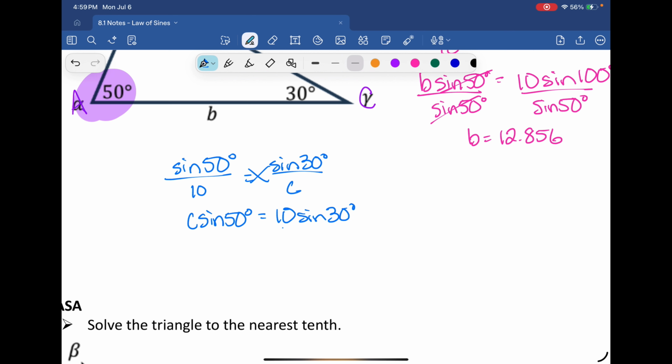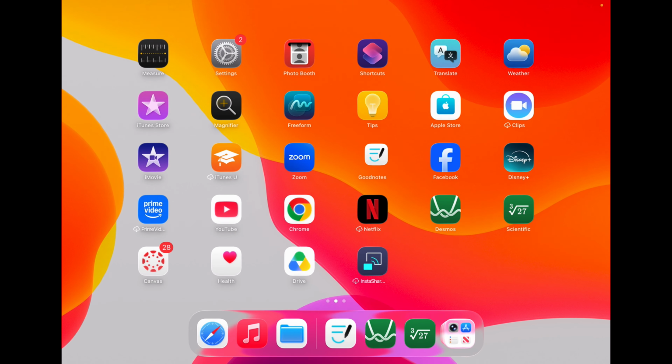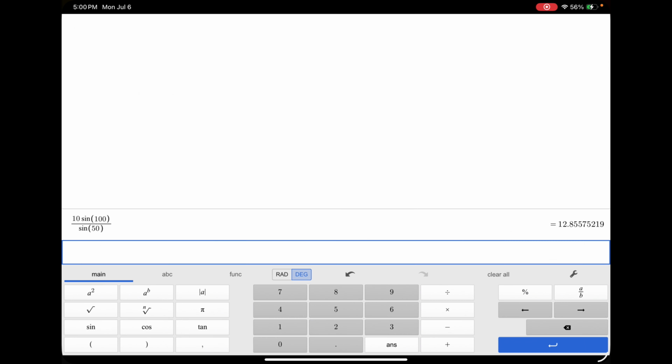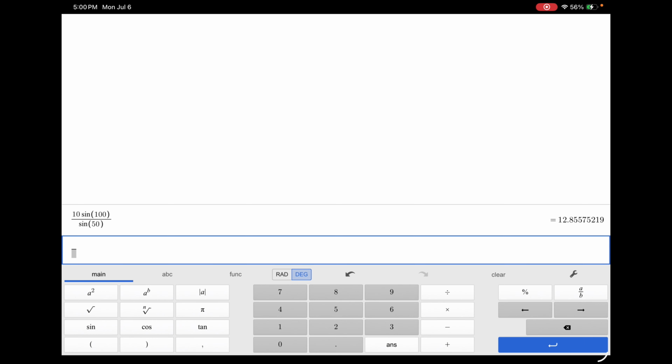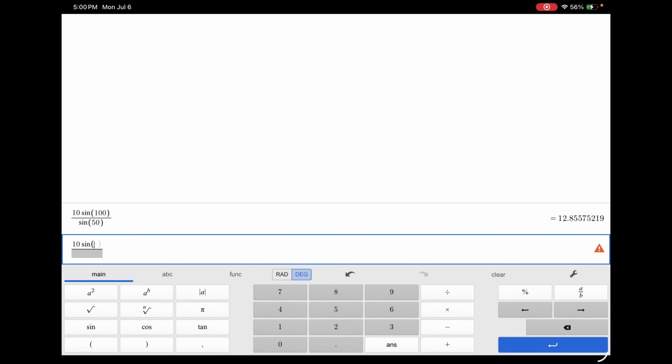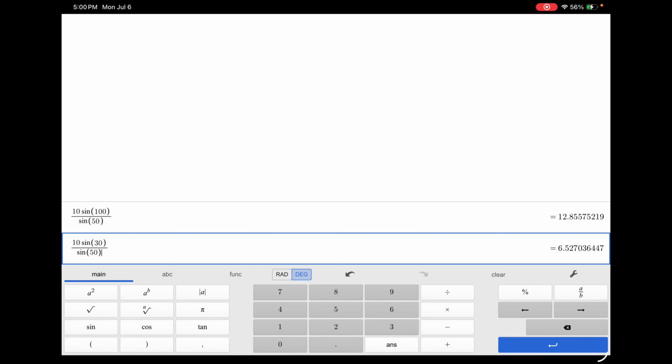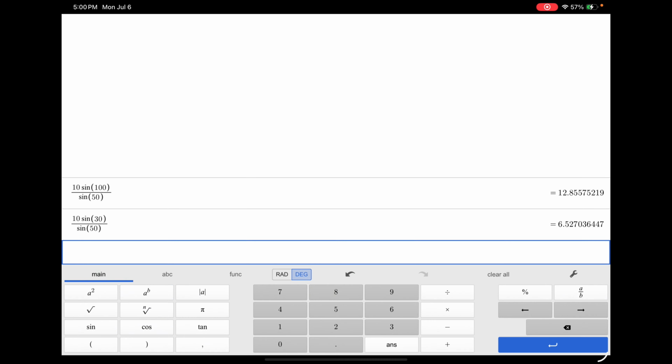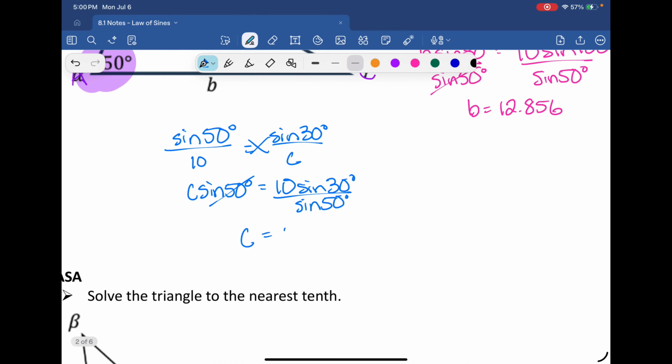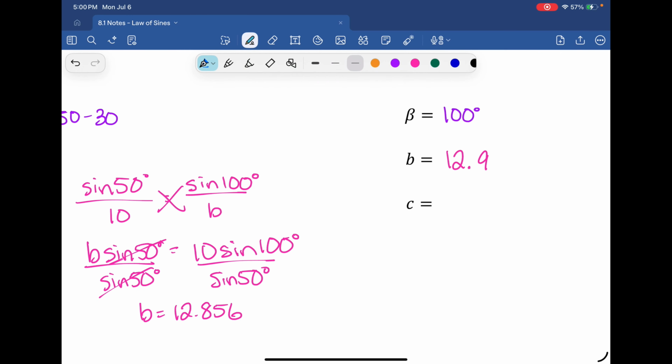You'll see me kind of shortcut it a little bit by only writing the division on one side. So C equals, I'm going to put that in the calculator. Ten sine 30 over sine 50. 6.527. So the nearest tenth would be 6.5.